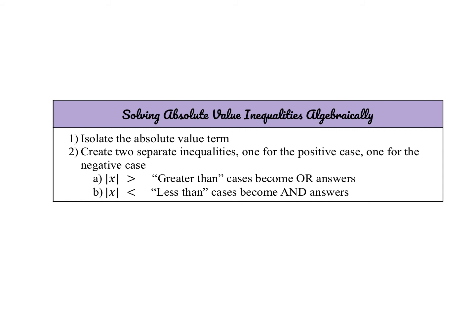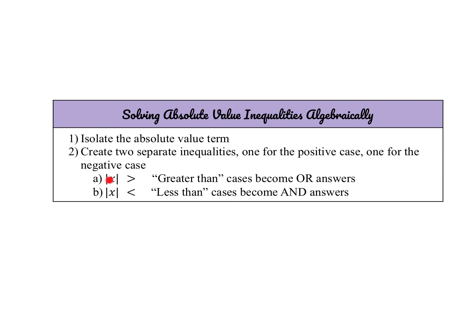But here, we need to be careful when we do that, because for these, you're either going to have what's called an or answer or an and answer. So you're going to either have two separate intervals or one single interval, and that's going to depend on the direction of your inequality symbol. After you've isolated your absolute value term, if you see that your absolute value term is greater than, I say greater becomes or. And if you see that your absolute value symbol is less than, I say less than and, it becomes an and answer.